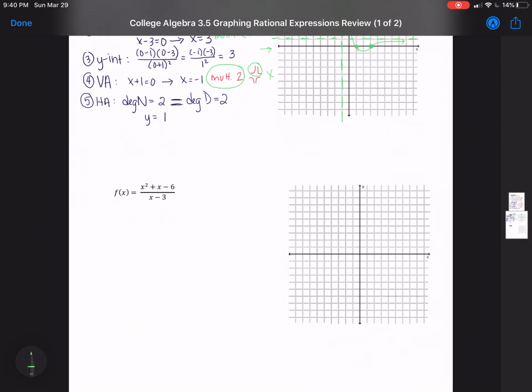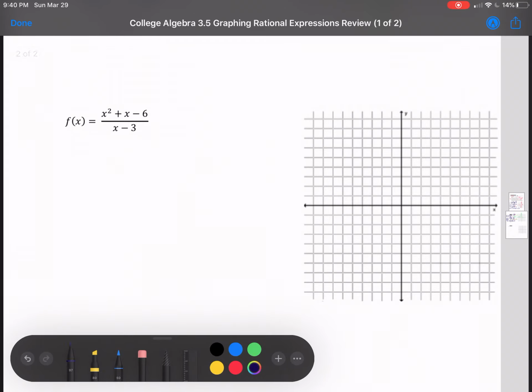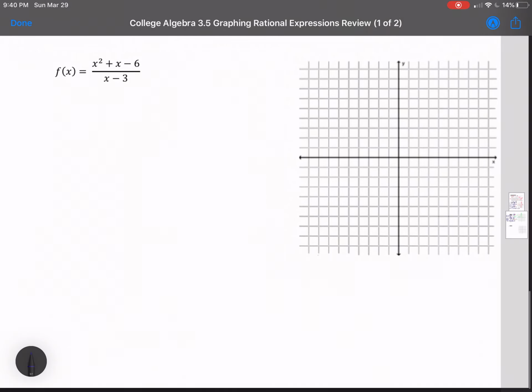All right, and our last one. So f of x equals x squared plus x minus 6 over x minus 3. So let's start off with factoring. So our factors of -6 that add to be 1. And that would give us the quantity x plus 3 and x minus 2 over x minus 3. So again, we're going to have no symmetry because we have a quadratic up top.